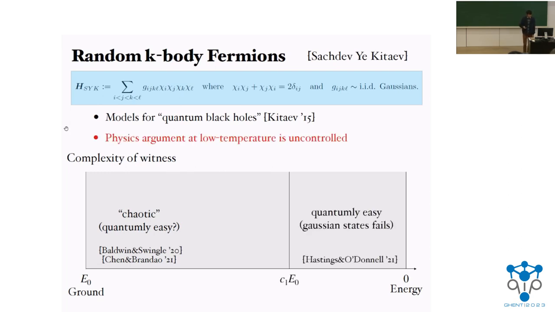However, the best proof we found is by Hastings and O'Donnell very recently, and for them it's only possible to prove up to a constant approximation ratio that is quantumly easy. Unfortunately, it seems very difficult to push further beyond a constant approximation, and the physics argument at low temperature is very heuristic, very uncontrolled, and we really don't know what's happening near the ground energy. So this sounds like a pretty promising example, but right now technically there are some barriers.